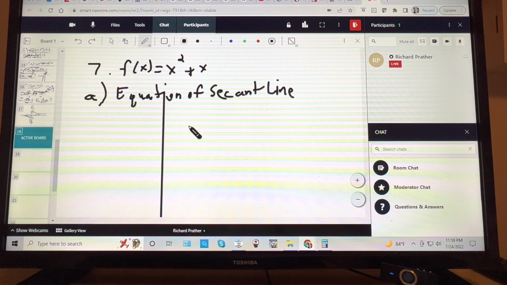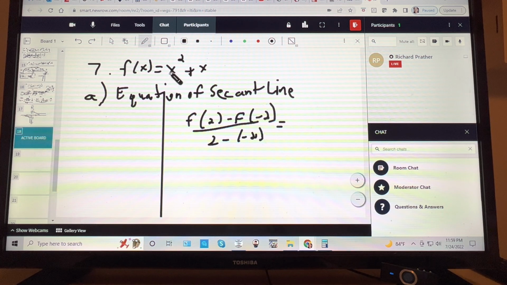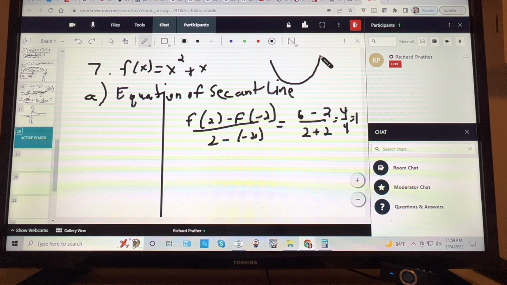So f of 2 minus f of -2 over 2 minus -2. F of 2 would be 4 plus 2, that would be 6. f of -2 would be 4 plus -2, that would be 2. The bottom would be 2 plus 2. So 4 over 4 is 1. So if I drew some kind of quadratic and went between -2 and +2, the secant line slope would be +1 is what that's saying.